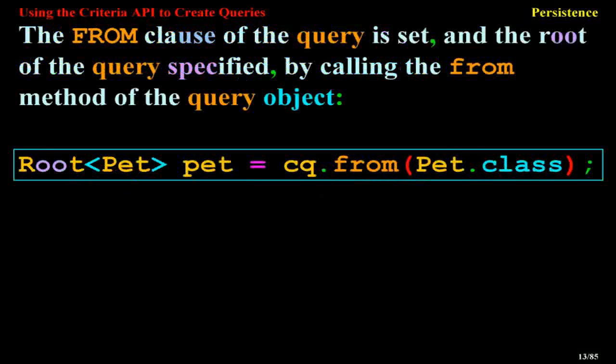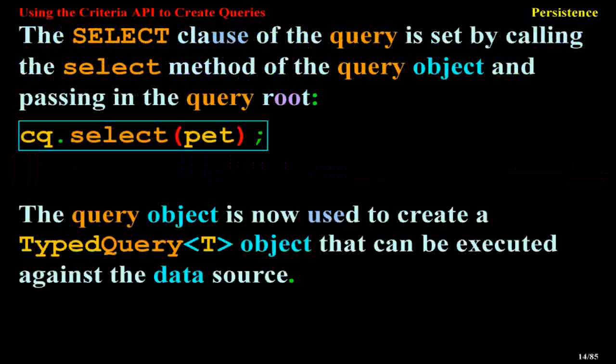The from clause of the query is set, and the root of the query specified, by calling the from method of the query object. Root<Pet> pet = cq.from(Pet.class); The select clause of the query is set by calling the select method of the query object and passing in the query root. cq.select(pet); The query object is now used to create a TypedQuery<T> object that can be executed against the data source.